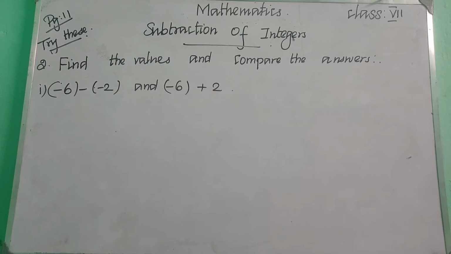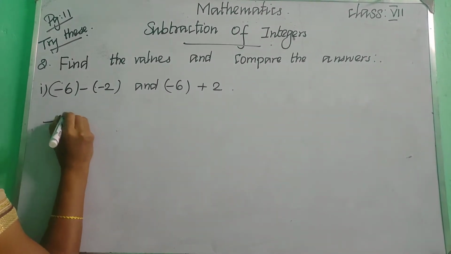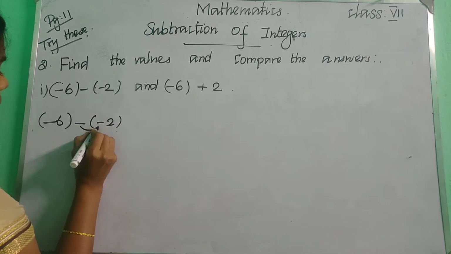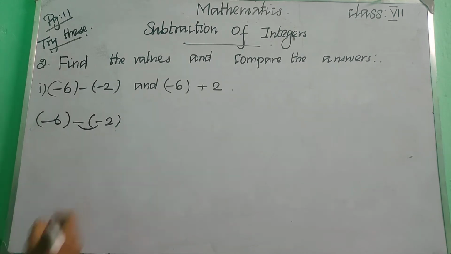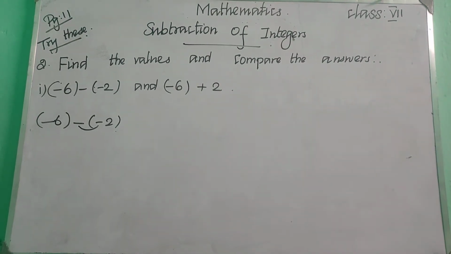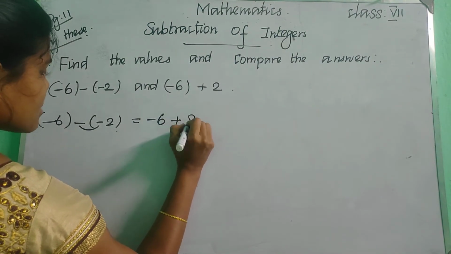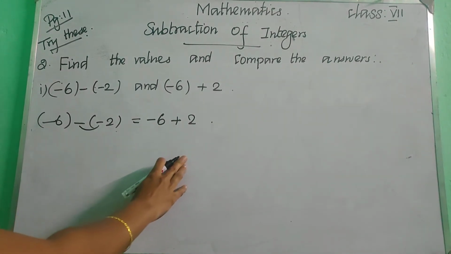And then the second one: find the values and compare the answers. We need to find and see if it is the same or not, like that we need to compare. First of all, the first one, minus 6 minus minus 2. See, here minus and minus is there. So minus into minus is plus. So we can write it as minus 6 plus 2. Okay, so the question we are having is minus 6 and plus 2. Children, did you all understand?